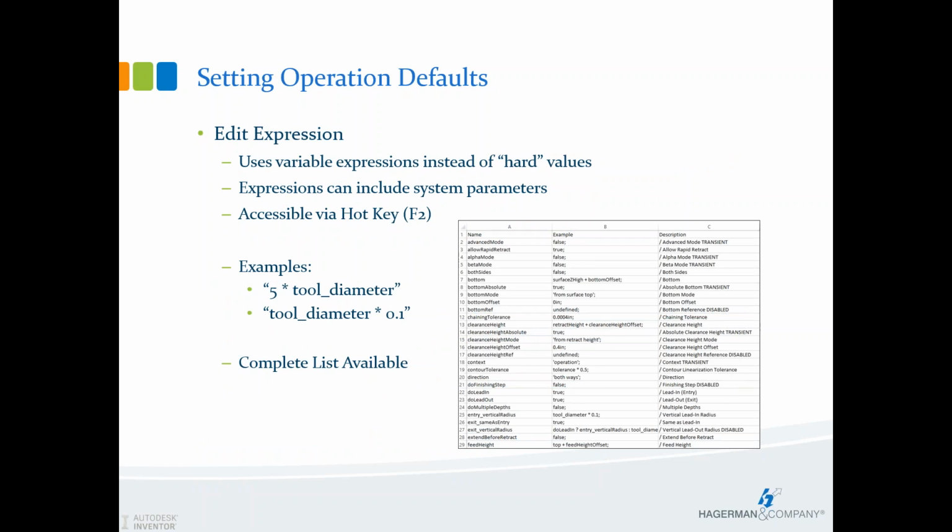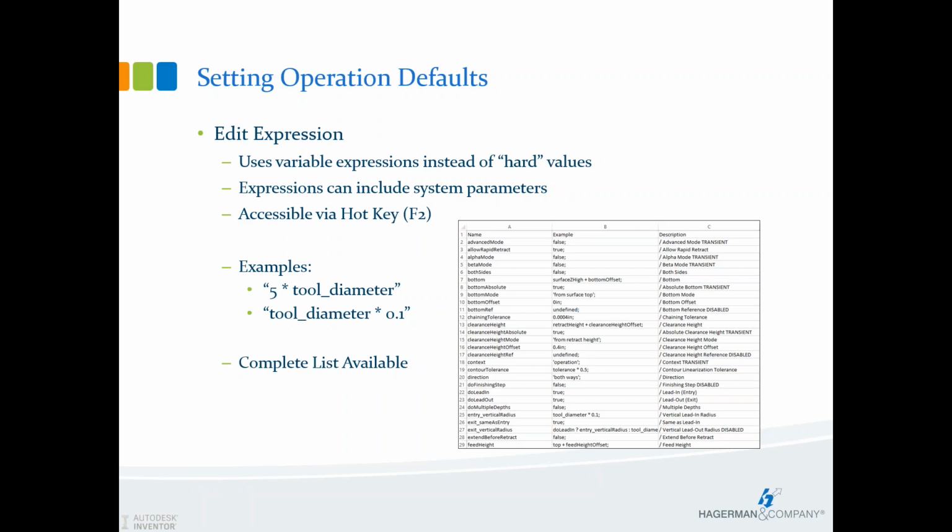Expressions actually use variables instead of hard numeric values. You know, I could say, I want my tool step over to always be a 1/4 inch. Well, that's fine and dandy if you always use a 1/2 inch tool. But what happens if you change to a 1/4 inch tool? I'm not sure you want your step over to be a 1/4 inch. Or maybe an 1/8 inch tool. You don't want your step over to be a 1/4 inch. It's not going to work.